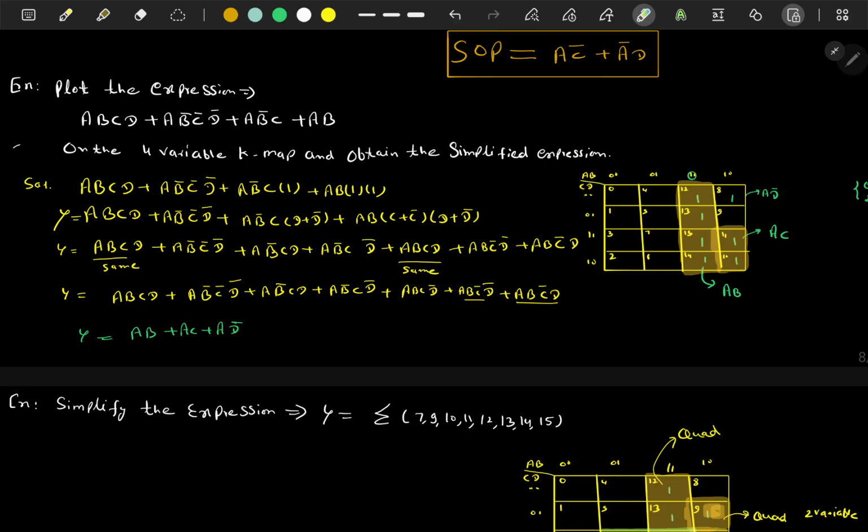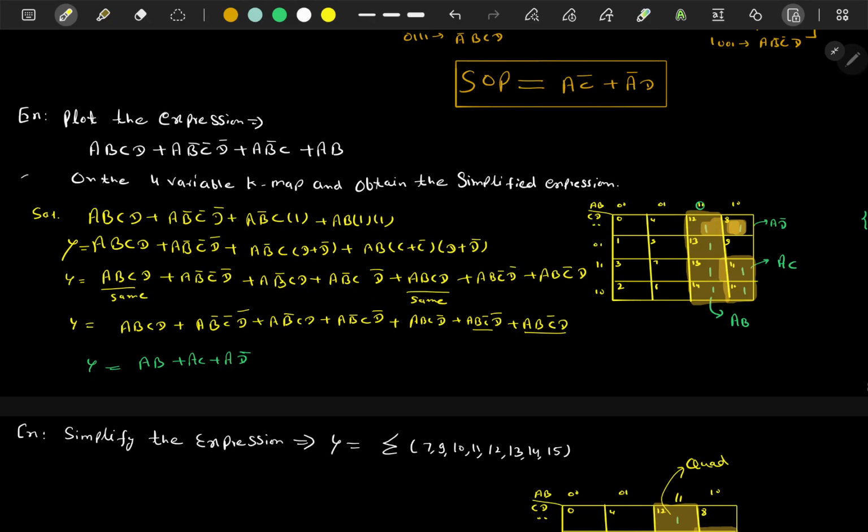Now form octets or quads. One quad is here, one quad is here, and one is here. So there will be three terms here. Just go for the answer and find the common terms. From the 1 1, AB will be common.